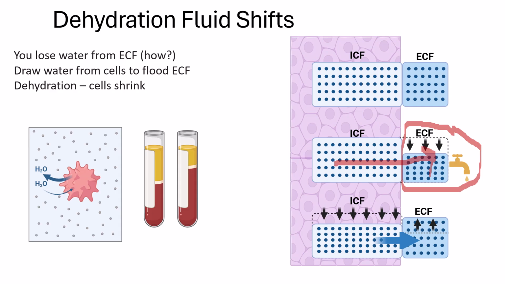The cells that you're drawing the water from, those cells shrink, and form equals function, so cellular function becomes impaired, especially in sensitive tissues like the brain. To compensate for all of this, the body activates hormonal mechanisms. Antidiuretic hormone is really the one combating force here.